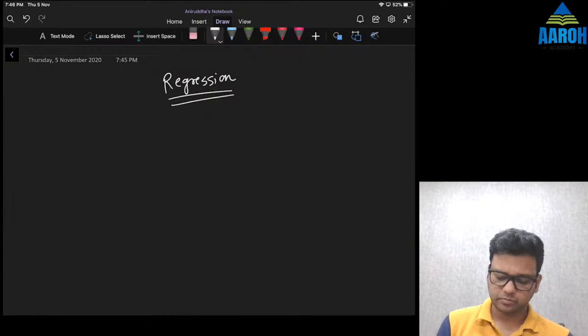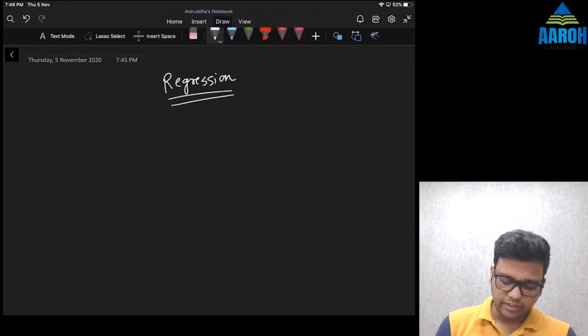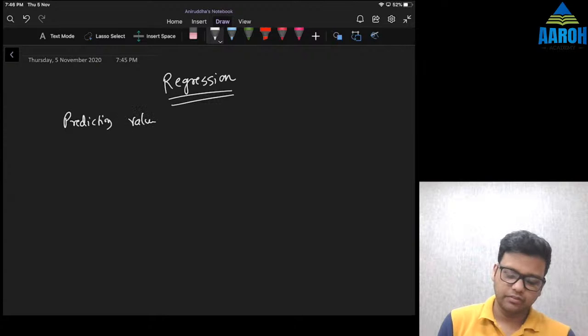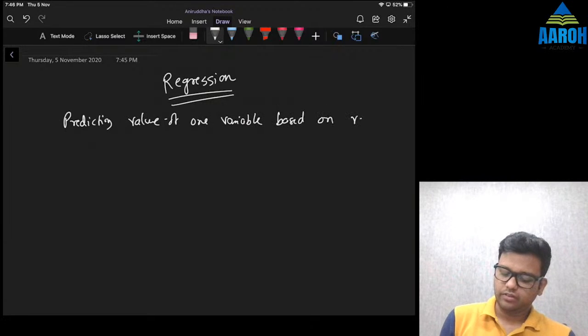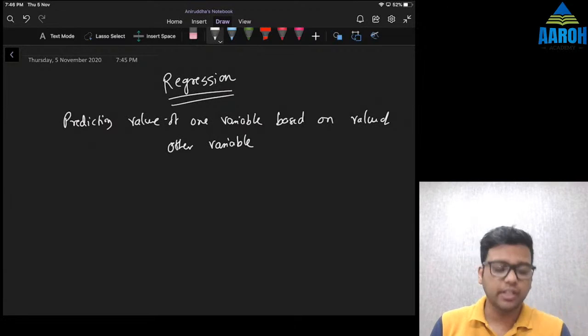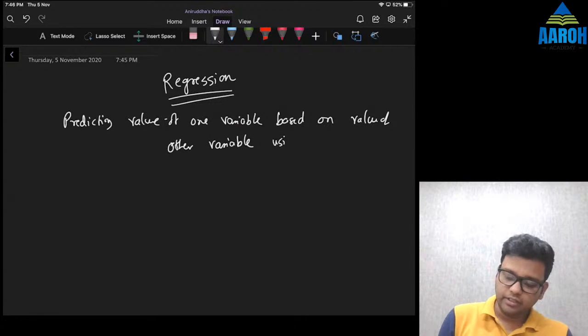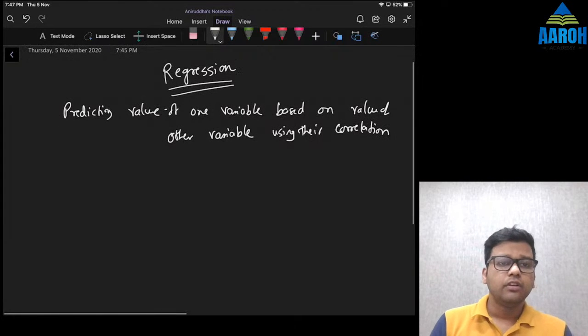So let's start. We have seen correlation. Let's go to regression now. What is regression? Regression is predicting the value of one variable based on the value of another variable, using their correlation. Yes, good evening, Vaibhavi.